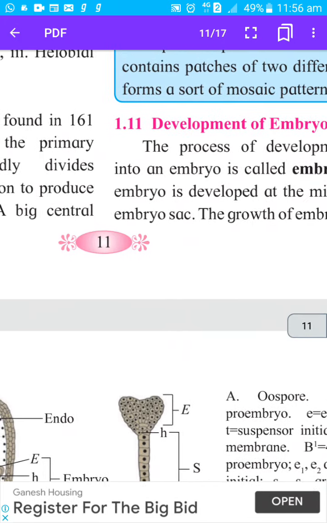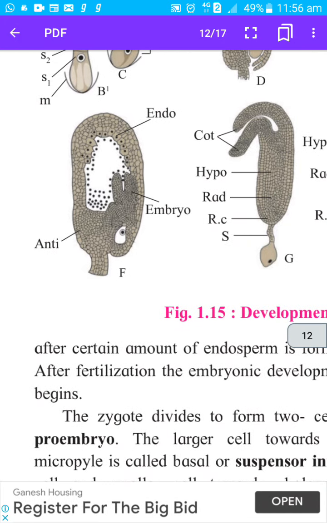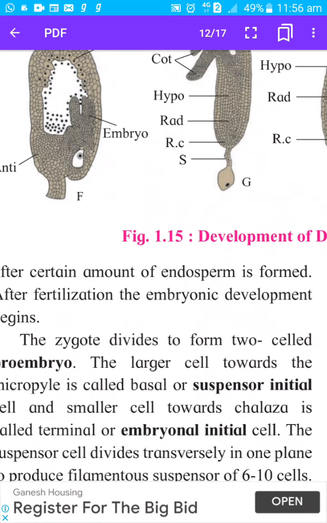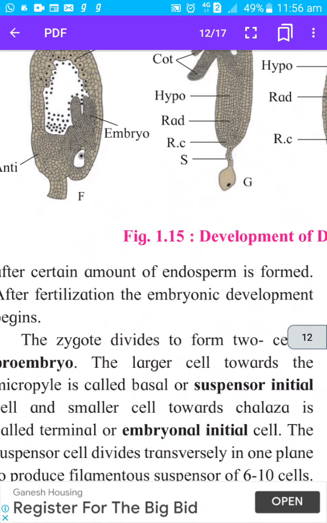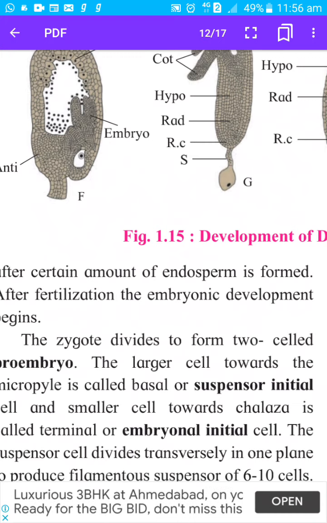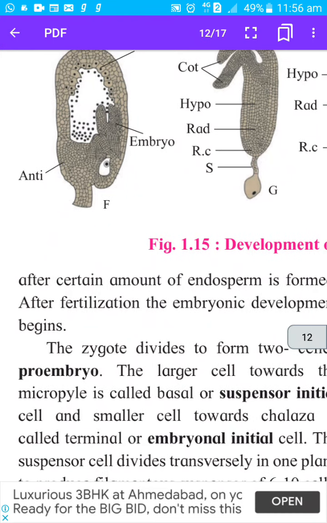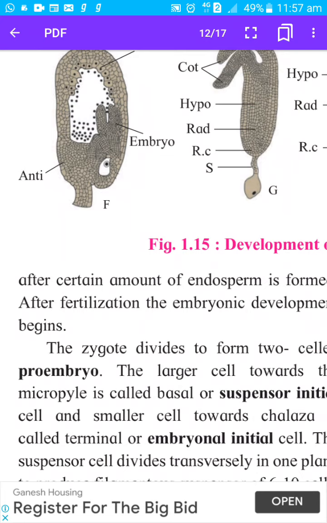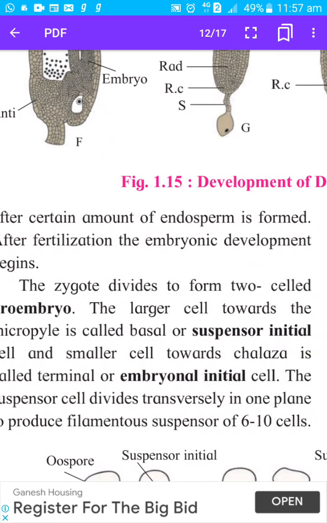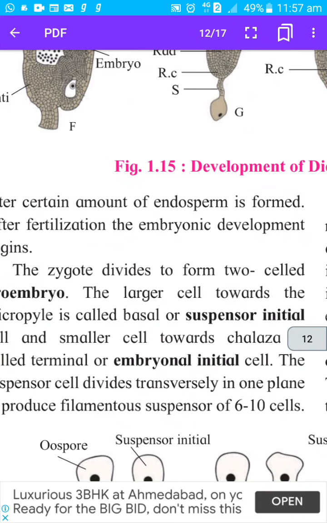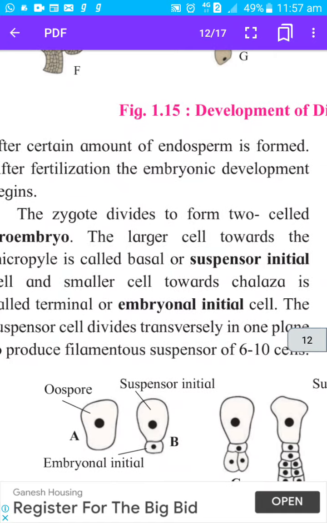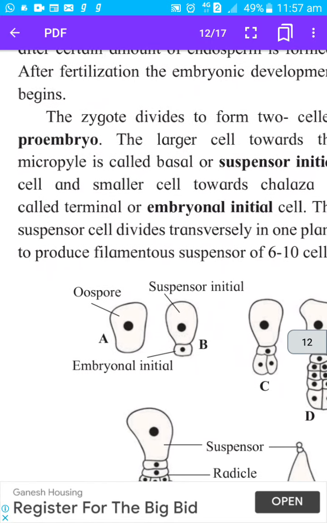The growth of embryo triggers only after a certain amount of endosperm is formed, because endosperm is the food of this embryo. So unless and until food is there, the embryo cannot develop further. So when a certain amount of endosperm has formed, after that the embryo will automatically start growing as it will get its food. Okay, then after fertilization the embryonic development begins. So after fertilization the zygote will form, and from the zygote this embryo will develop.